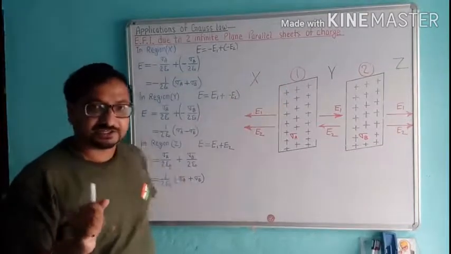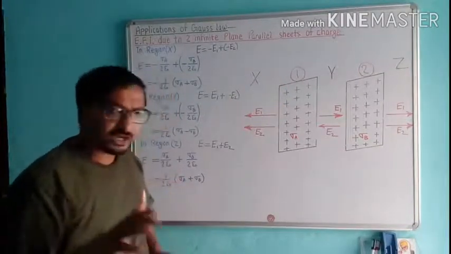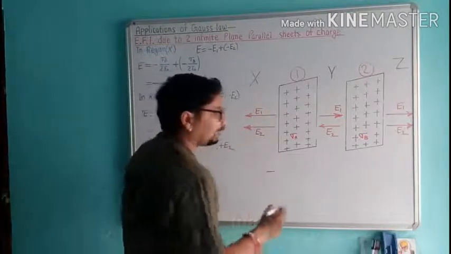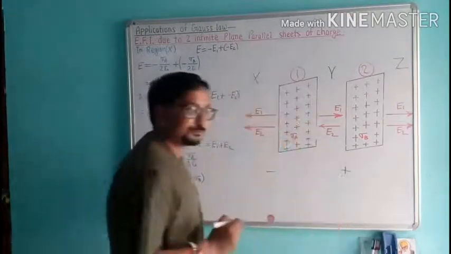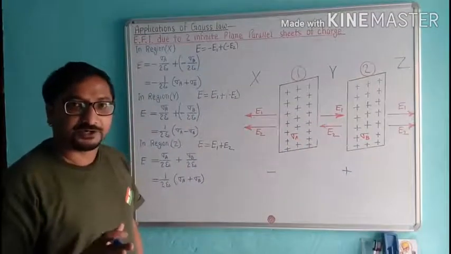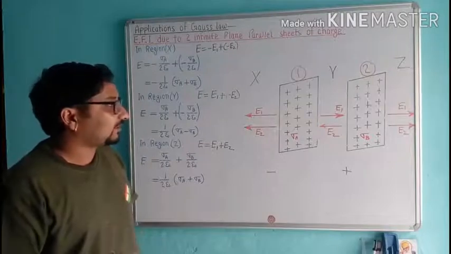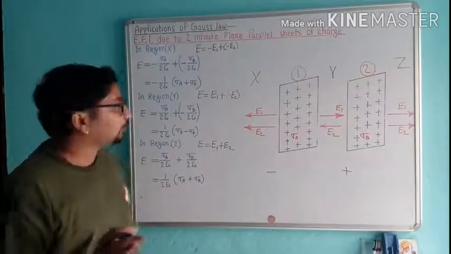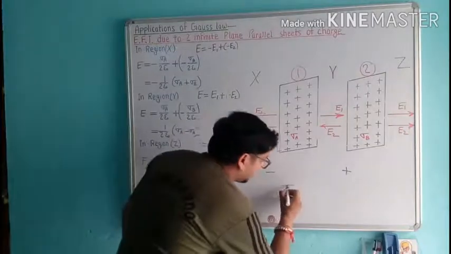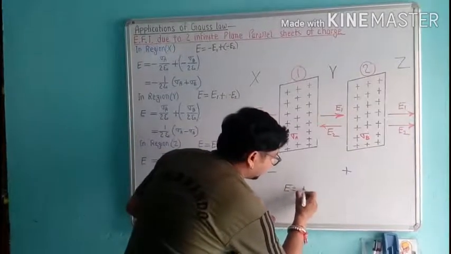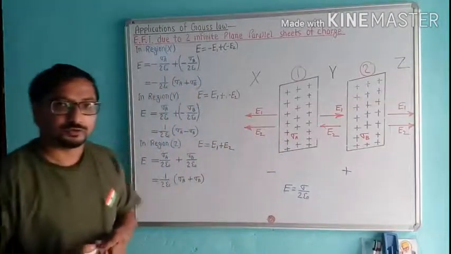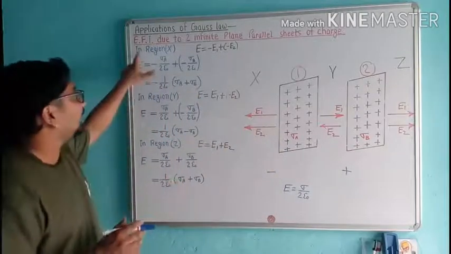Now for convenience, take left side negative and right side positive. We also know from the previous video lecture that the electric field intensity due to an infinite plane charge sheet, E is equal to sigma upon 2 epsilon naught.